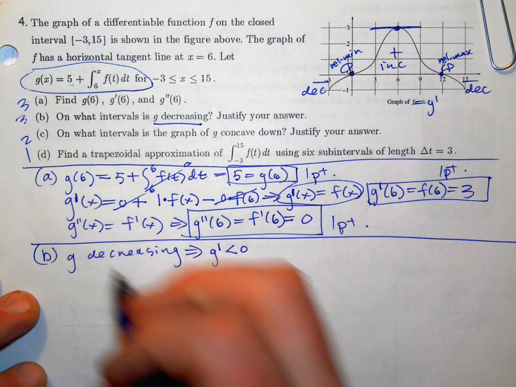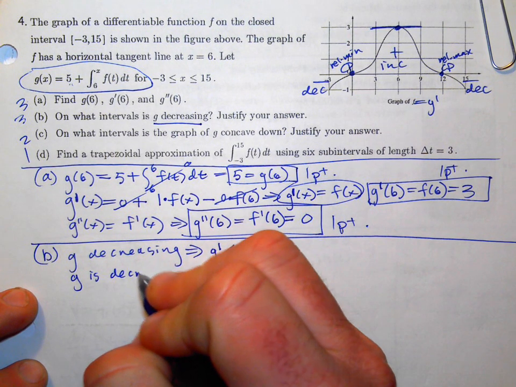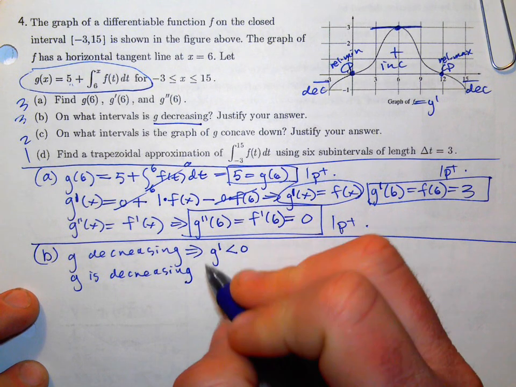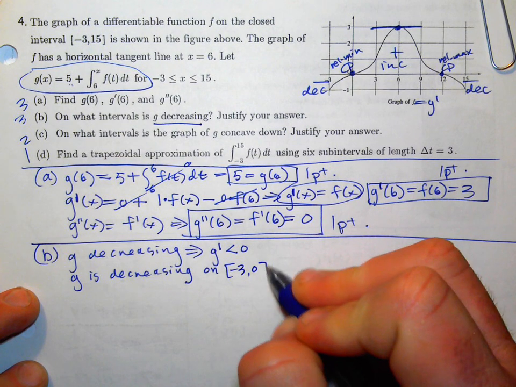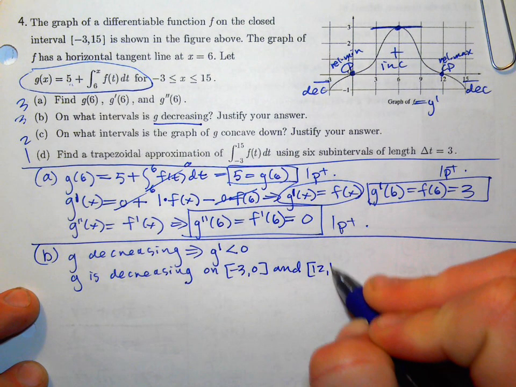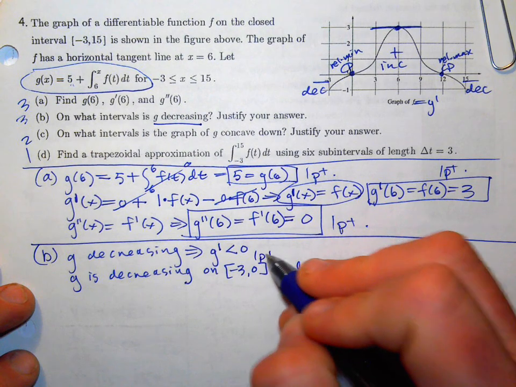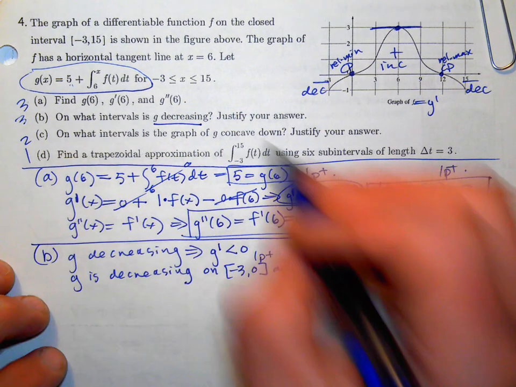So we're going to say G is decreasing on -3 to 0 and 12 to 15. And usually we include endpoints for increasing, decreasing. So that's a point, and that's a point, and then your justification is going to be a point. Justify your answer.